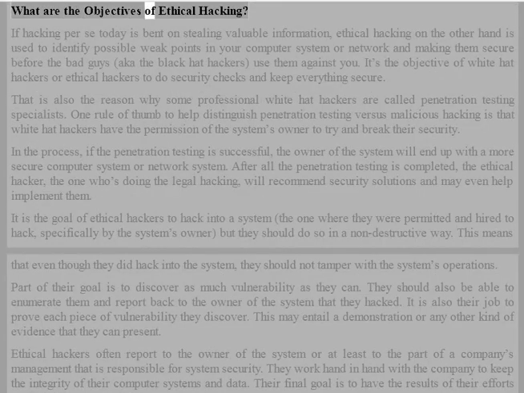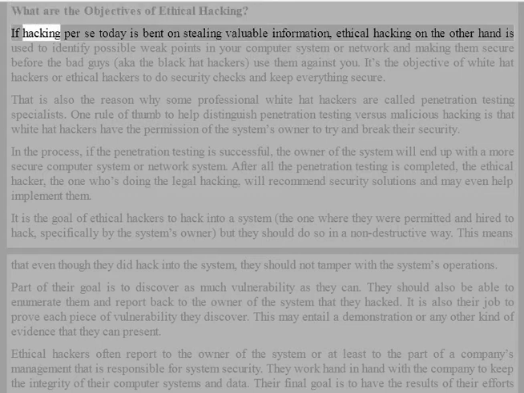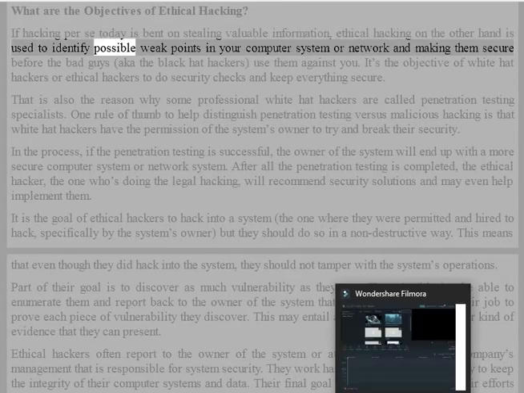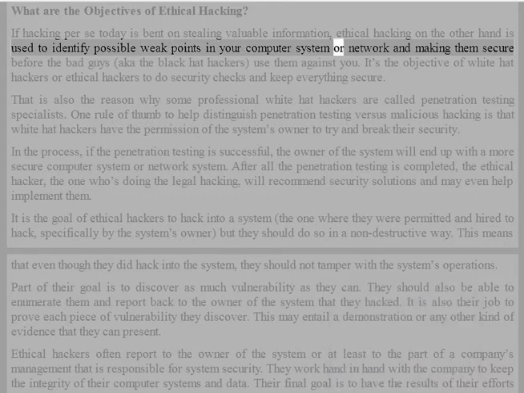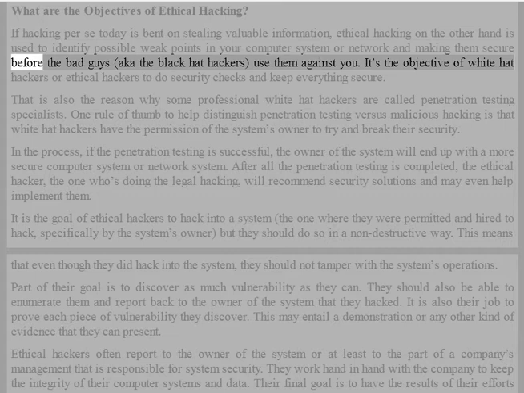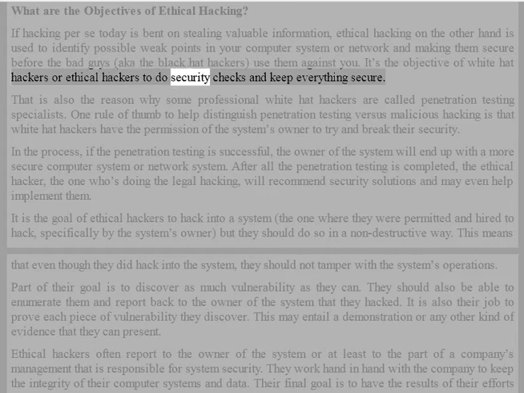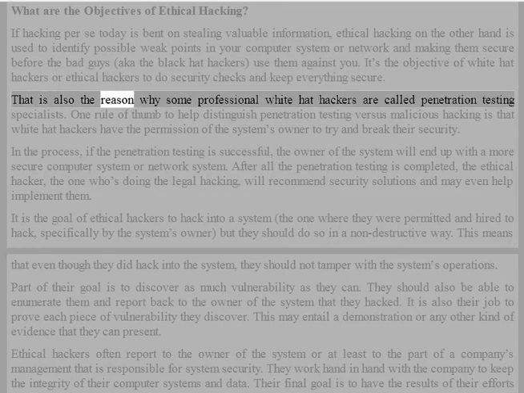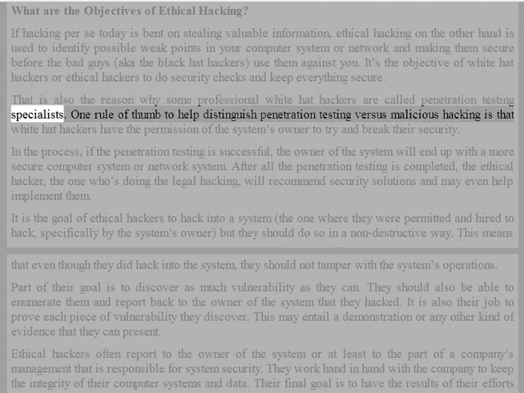What are the objectives of ethical hacking? If hacking per se today is bent on stealing valuable information, ethical hacking on the other hand is used to identify possible weak points in your computer system or network and making them secure before the bad guys, aka the black hat hackers, use them against you. It's the objective of white hat hackers or ethical hackers to do security checks and keep everything secure. That is also the reason why some professional white hat hackers are called penetration testing specialists.